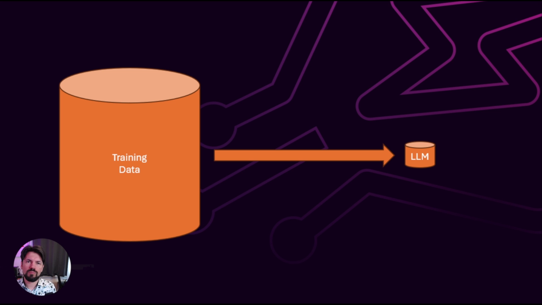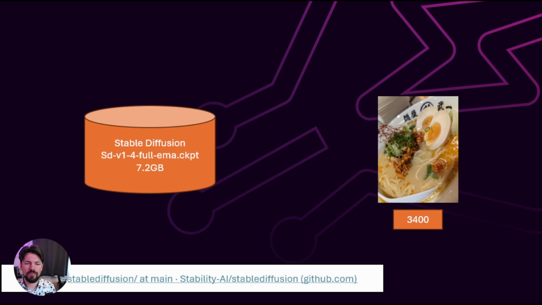Also, I think that it's much easier to explain when we're talking Stable Diffusion, which works with images. So the Stable Diffusion checkpoint, that's the data that you need to start generating images, is 7.2 gigabytes of data. For example, that's about 3,400 pictures of ramen in my phone. And that's not a lot of photos if you look at the internet.